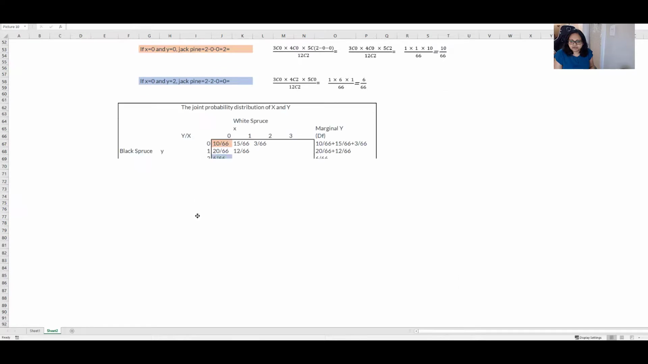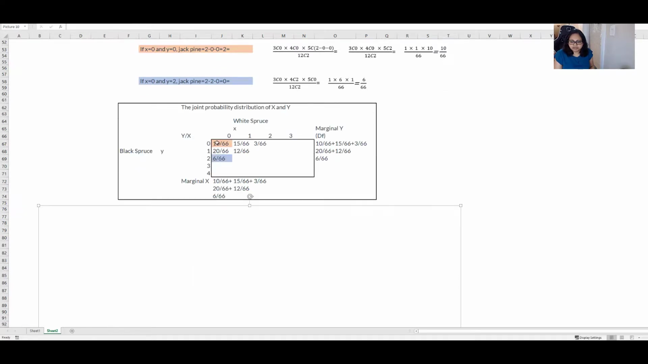Okay, so I tried to calculate the probabilities for each of those cases, and you can see that these are the places where it's not possible to have any probability. That's why I kept them blank. Whenever we have all the probabilities in the table, you can find the marginal values just by adding them. So I added all these values to find the marginal value for black spruce 0, 1, 2, 3. Same thing for the white spruce. We have only 3 marginal values for white spruce, so you can sum them.